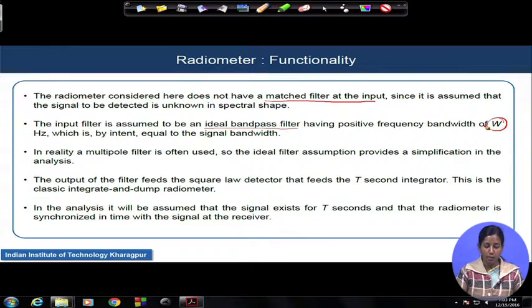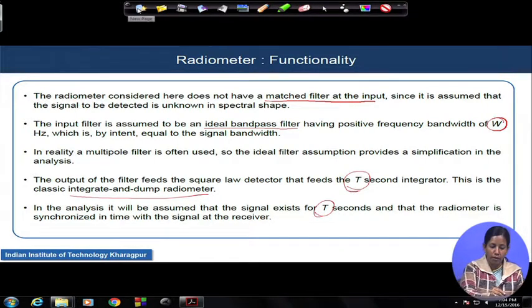And in reality, if a multipole filter is utilized, then the ideal filter assumption provides a simplification in this analysis. The output of this filter we feed to a square law detector, and that feeds to a T second integrator. Basically this square law detector and the integrator is what we call an integrate and dump radiometer. And remember, in this analysis it will be assumed that the signal exists for the whole T seconds over which the detection is going ahead.